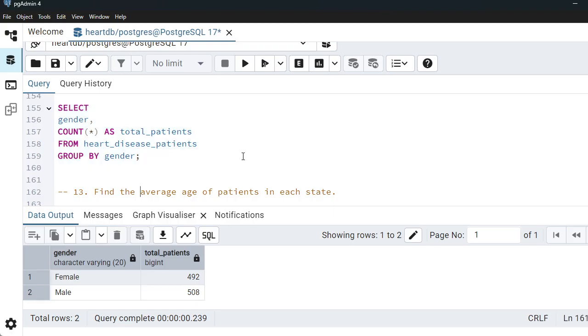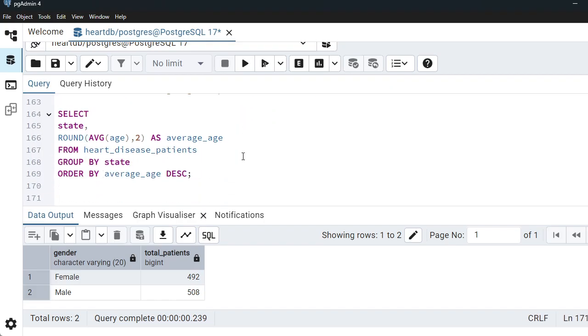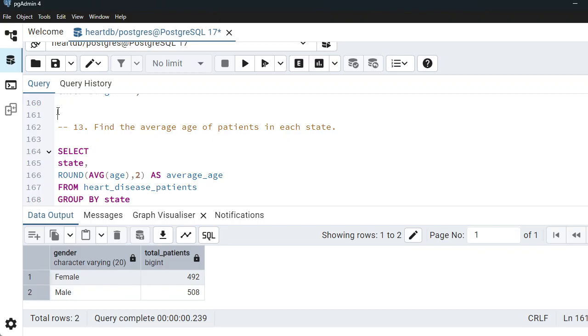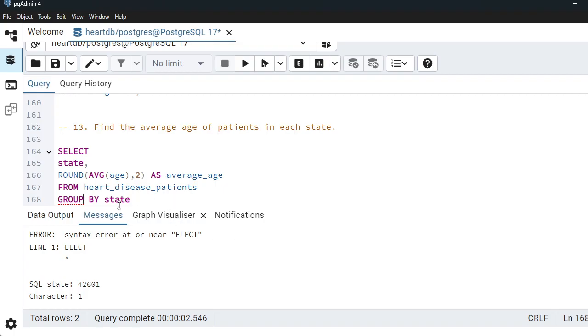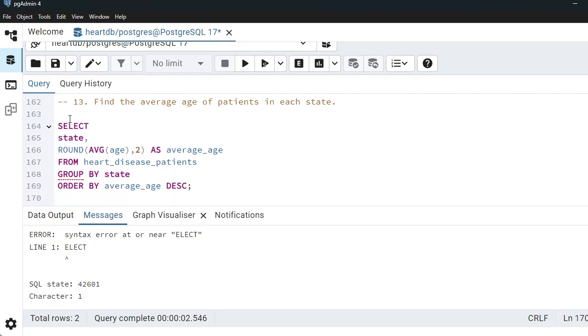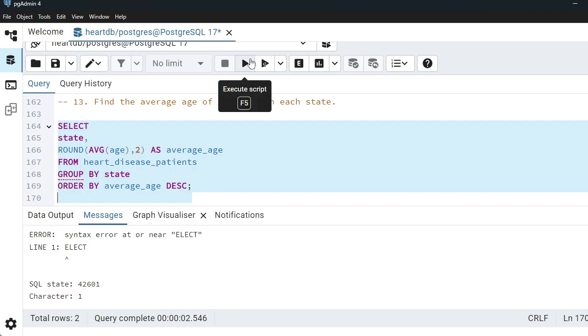So now I want to find the average age of the patients in each state. For you to get the average age, you select state, and you round the average age. I put 2 for it to be in 2 decimal places, as average age from the heart disease patient grouped by state. If I run this now, it's going to be an average. So we click on this grouped by, alright.